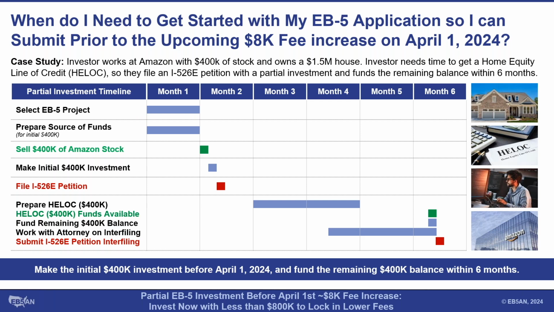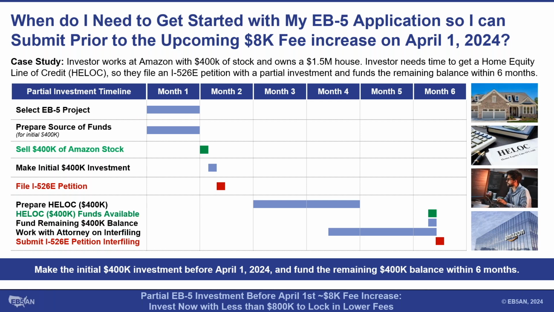I'm sorry, you broke up a little bit. So there's a gift that's anticipated and they don't get it, or they do? There's a gift that's anticipated, but the gift isn't going to come in until a few months after the I-526E gets submitted with a partial investment to start.